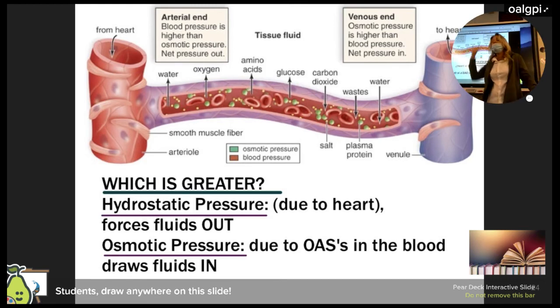What's the opposing pressure? Osmotic pressure. And so water wants to flow into your capillary bed. But if the hydrostatic pressure is greater, more fluid goes out. But by the time you get to the venular end, the hydrostatic pressure drops and the osmotic pressure is greater. And so fluids will flow in. And that's usually going to be carrying things like waste and carbon dioxide. Are you all right with that?